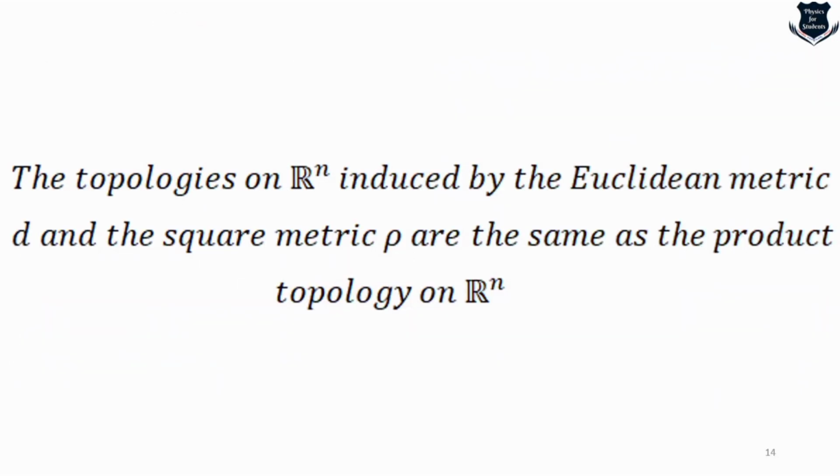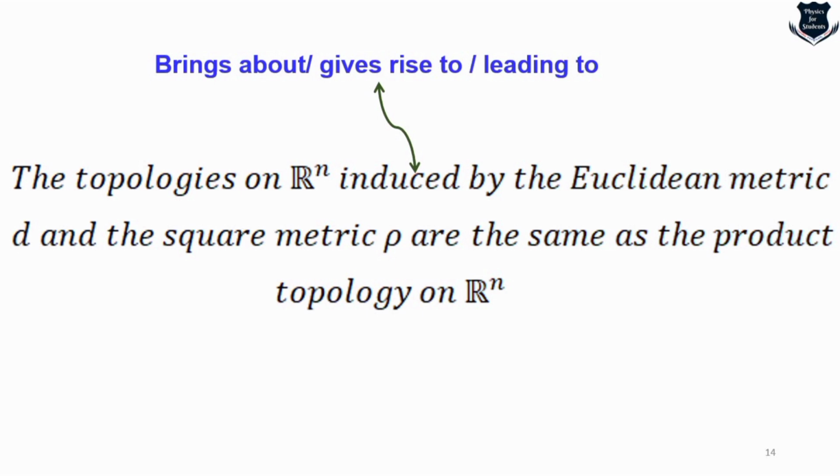Okay. So this is a very formal definition. The topologies on Rn induced by the Euclidean metric D and the square metric rho are the same as the product topology on Rn. I'm not going into product topology, because it will be dealt with in another separate video. Here the word induced means it brings about, it gives rise to, or it leads to something. That means the topology is brought about by the Euclidean metric, right?